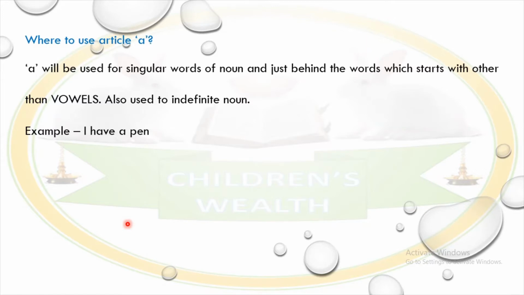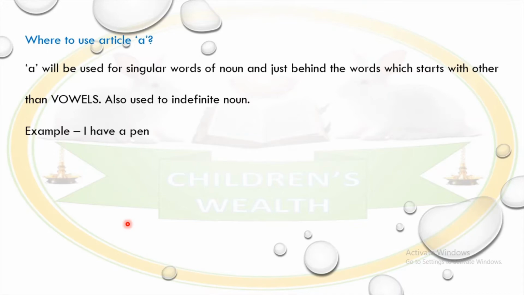I have a pen. Here pen is the noun, which is not starting with the letter of a vowel. Basically, vowels means A, E, I, O, U. These 5 letters are the vowels. But here the noun, that is pen, is not starting with any of the vowels.